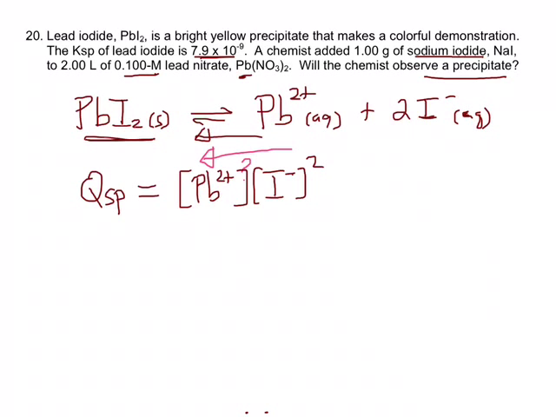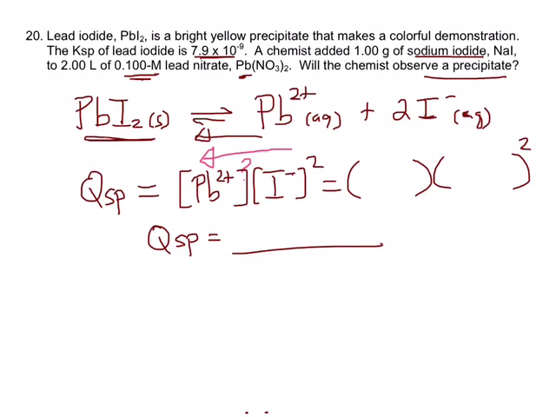If we want to know whether the chemist will observe a precipitate, we need to calculate Q. But to calculate Q, we need to know the lead concentration and the iodide concentration, which we'll square. And then we'll have the value of Q. So let's do that. Do we know either the lead or the iodide concentration?